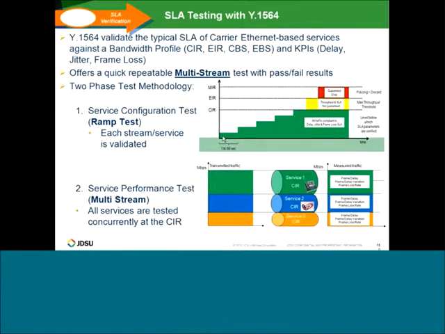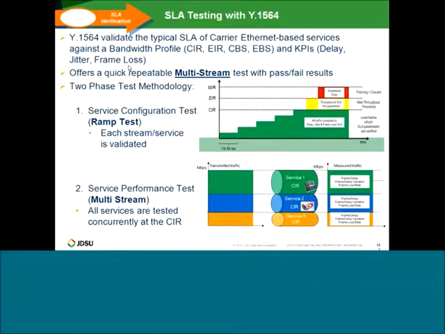So Y.1564 hasn't been around for that long, and that particular standard was ratified by the ITU in Europe. Now, two main things to remember when testing Y.1564 is that it's a two-phase methodology. The first phase being a configuration test. What you have to do is verify stream by stream if they have the proper throughput. The second phase of that test is to run all of the streams simultaneously and find out if they meet the KPIs, the key performance indicators, which are delay, jitter, and frame loss.